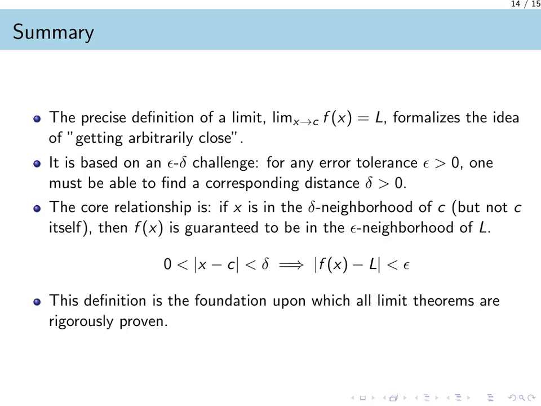For example, to keep a product's diameter within an epsilon of 1 millimeter, you must keep the machine's temperature within a delta of 0.5 degree. Ultimately, this rigorous definition is the foundation upon which all limit theorems are proven.